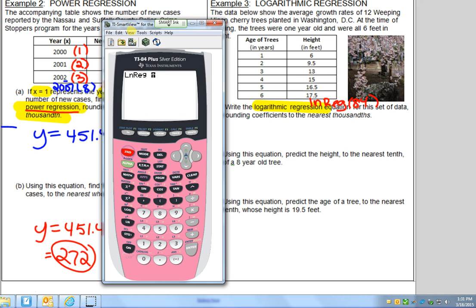Again, your X list is wherever you put your X list, your Y list, and again on the 84s, the frequency list should be blank. Compute that.